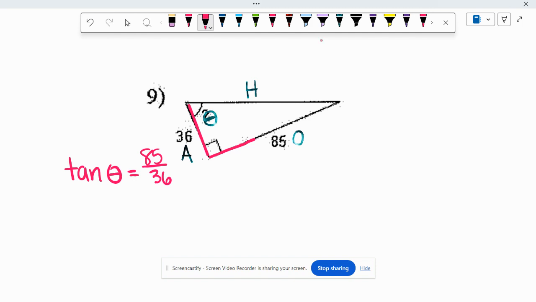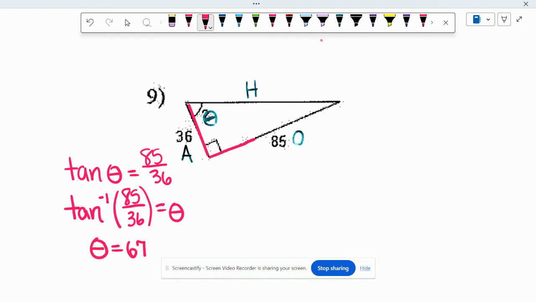We're trying to find theta. That means we need to find the what? We're trying to find the angle measure, so we have to use what function? The inverse or the arc of tangent. So the inverse of tangent times 85 over 36 equals theta. So tell me what you get for the nearest degree. What degree do you get for theta? Theta is 67. All right.